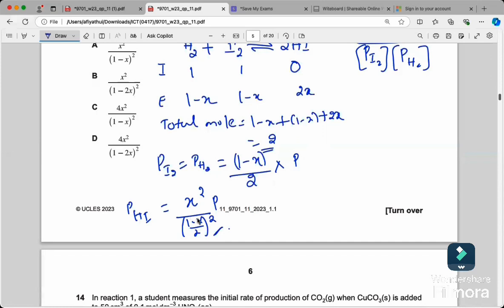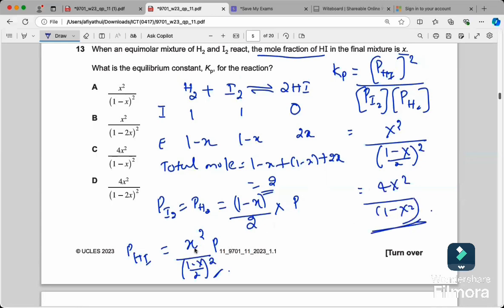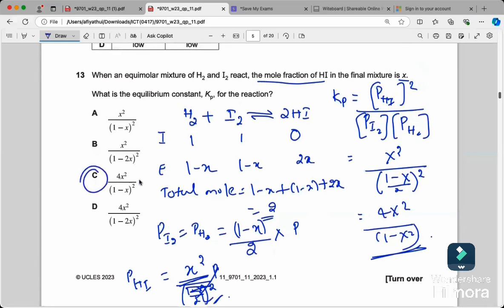So if you look at this formula and we substitute for this, the HI will be x square, and in the denominator we have (1 minus x by 2) whole square. If you simplify this, 2 square will go to the numerator. So 4x square divided by (1 minus x) square. So your best option will be C.